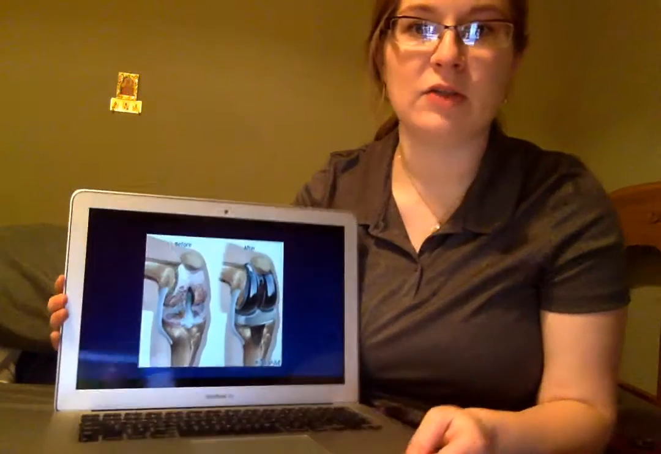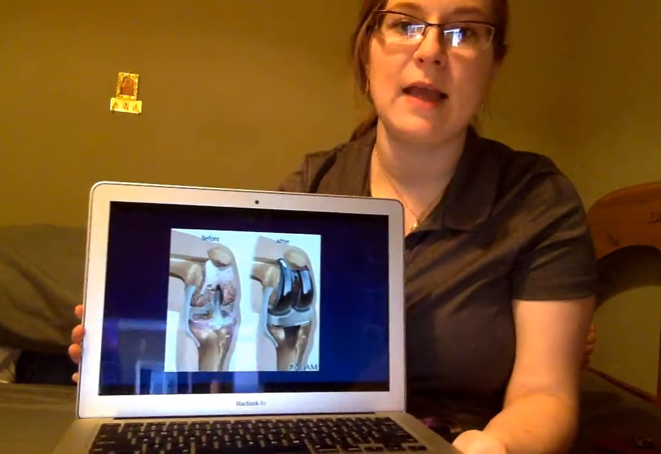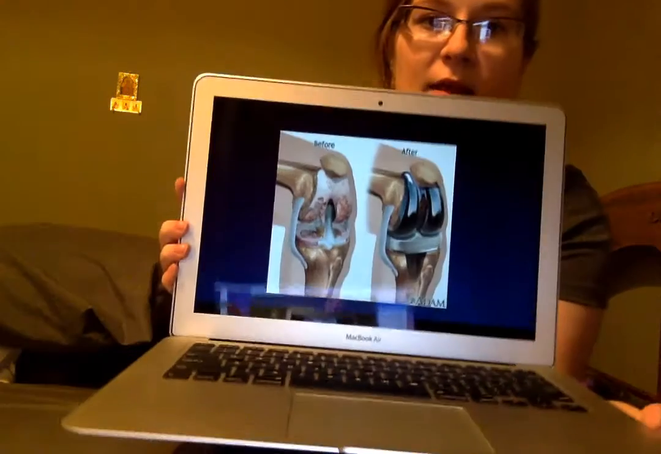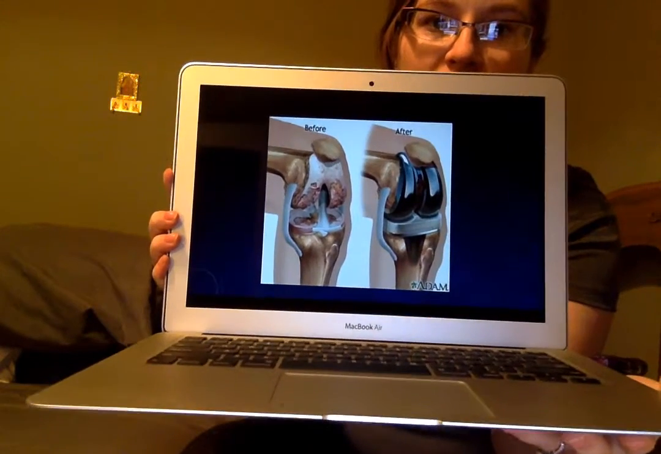Here is a picture of what a TKA looks like on a knee.